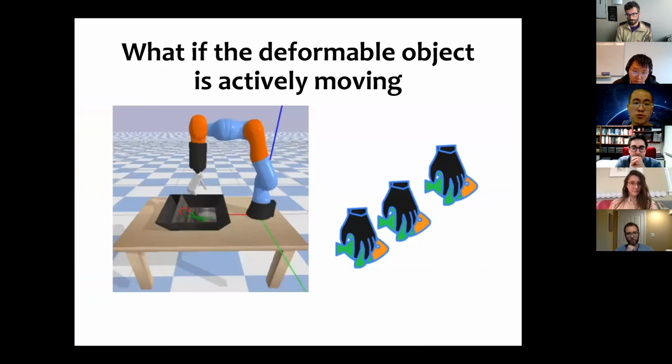Recently, we also asked ourselves one problem: what if the deformable object is actively moving? It's not like cloth, which is static and passive and deforms according to your movement. Assume there's a fish, and the robot wants to grab that fish. The fish can move by itself. Humans can do that easily because we have very good grasping, very good sensors, and a very good policy. But for robots, it is difficult.